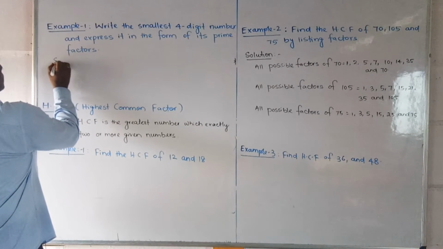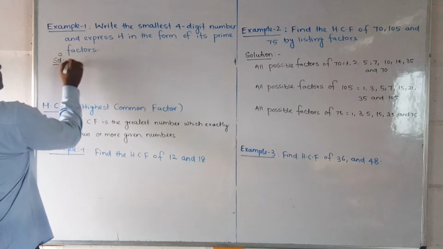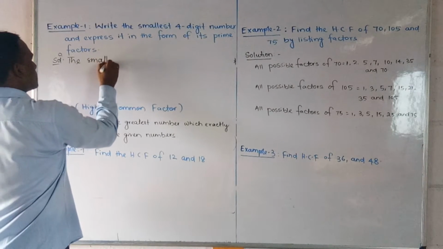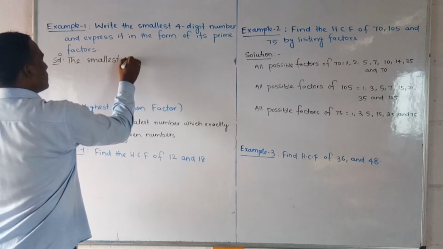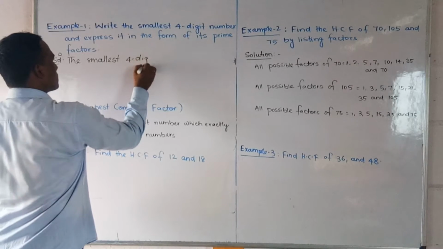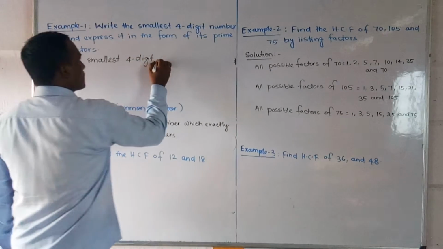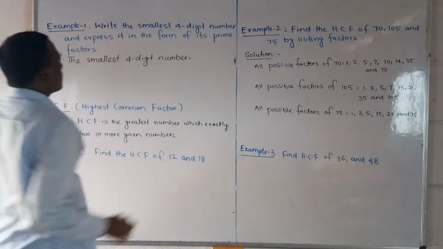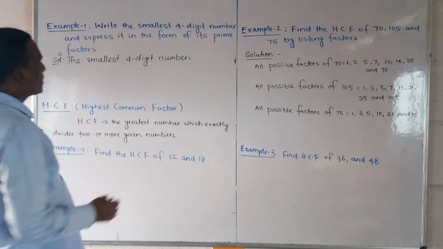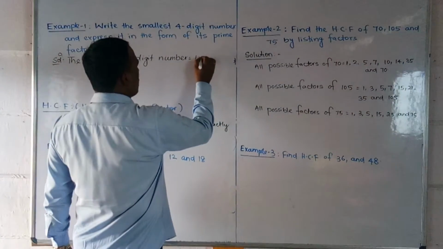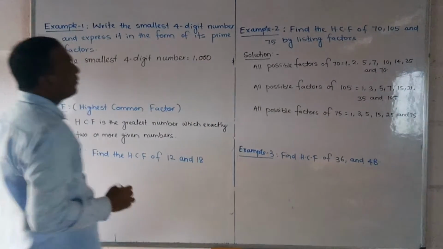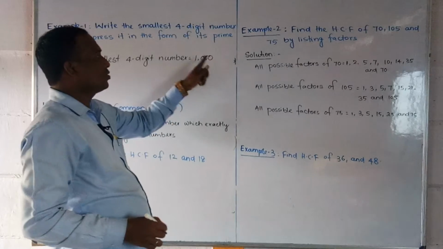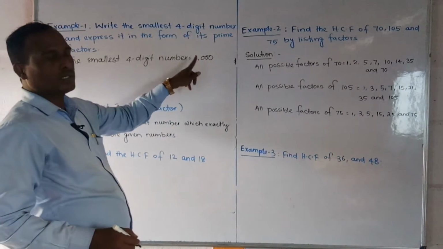So the solution we can write. First, find the number: the smallest 4-digit number. What is the smallest 4-digit number? The smallest 4-digit number is equal to 1000. So we have to find out its prime factors.